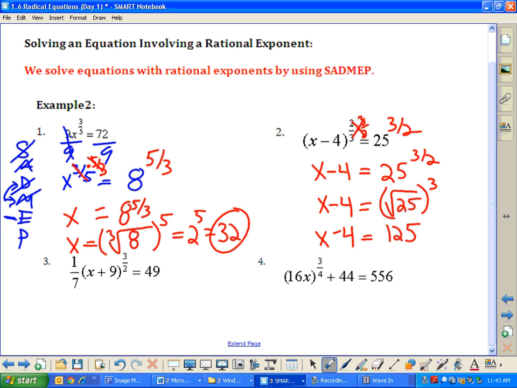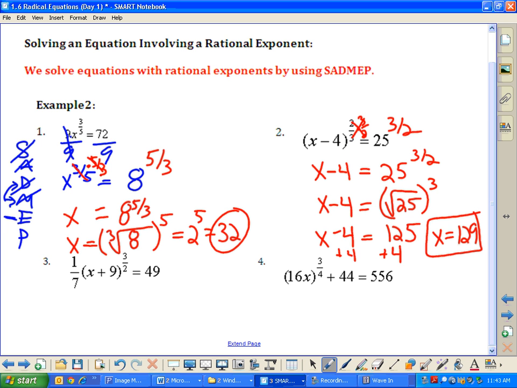Now I'm undoing what's in the parentheses. Do you see how the parentheses fell off? So I can add 4 to both sides. If I add 4 to both sides, I get my x all by itself. So x is 129 in this problem. If you plug it in, it does work. 129 minus 4 is 125. Cube root it, you get 5. Square it, you get 25. So this actually does work when you plug it back into the original equation.